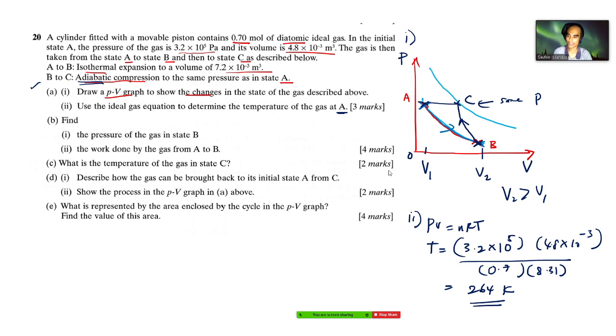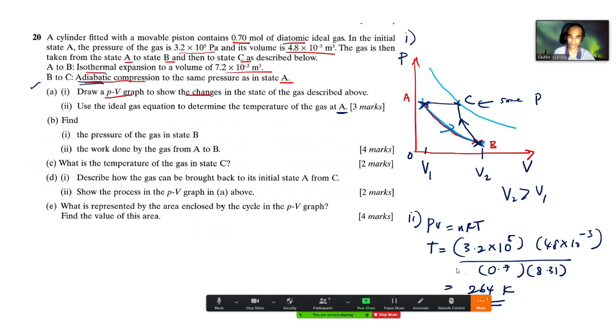Okay, B1. Find the pressure of the gas in state B. So, work done by the gas on state B.